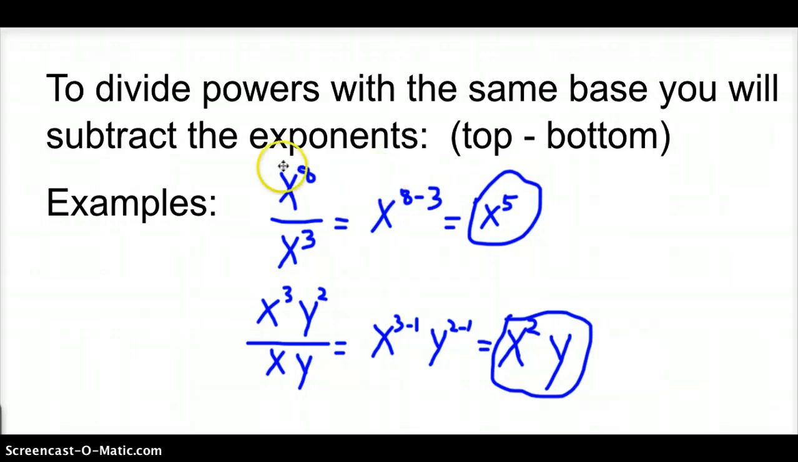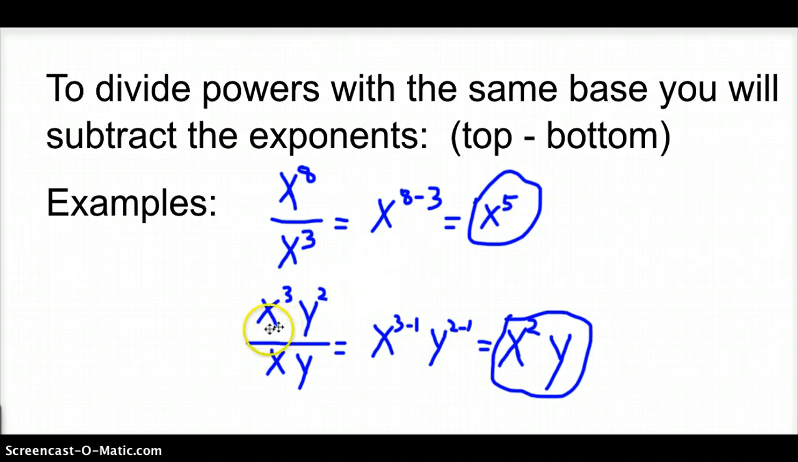We have x to the eighth over x to the third. What you're going to do then is take x to the 8 minus 3, again, the top exponent minus the bottom exponent, and that would end up being x to the fifth power.